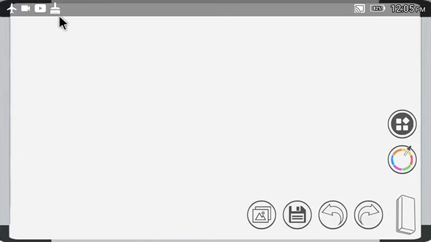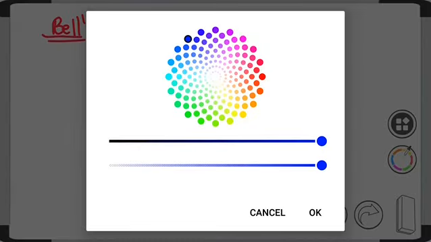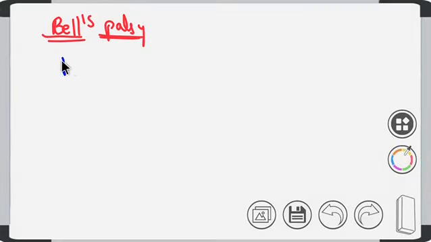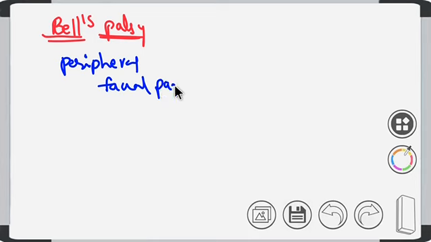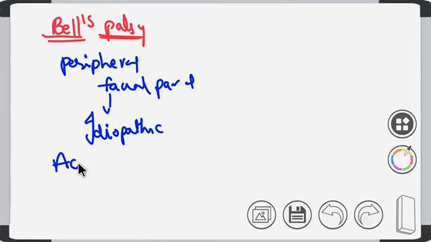Let us discuss Bell's palsy. What is Bell's palsy? Bell's palsy is the paralysis of the facial nerve. We can say peripheral facial paralysis, and this paralysis is of idiopathic type. That means we don't know the cause, and it has an acute onset.